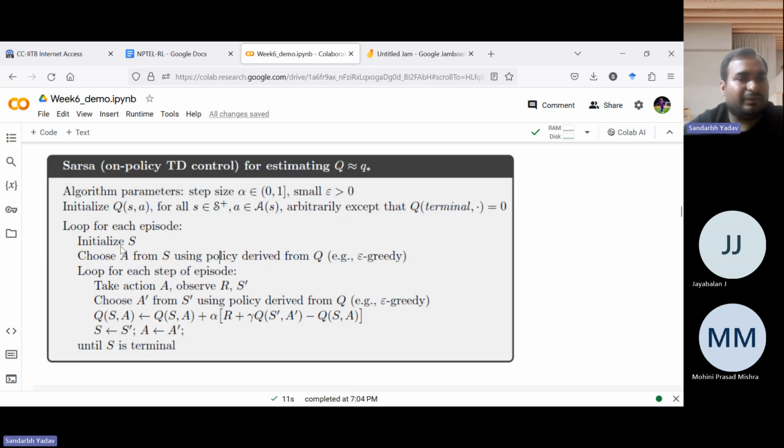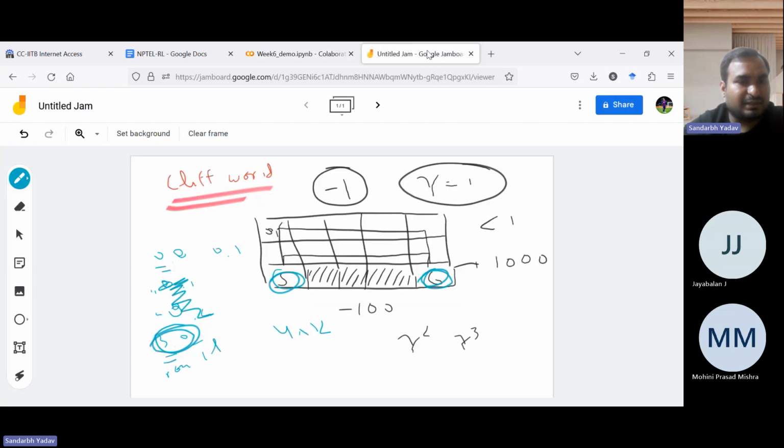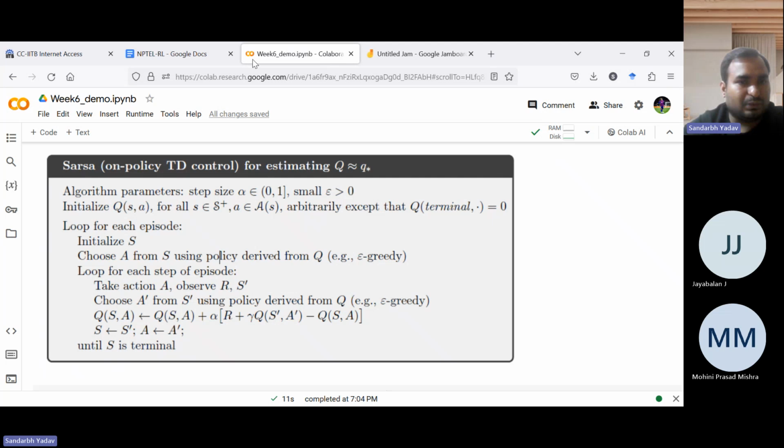In each loop, for one episode, you will initialize the start state. Here our start state is fixed, so we don't need to initialize it. We always have to start from the same start state, which is the bottom left. So we can avoid this, but we can initialize it if you want to try different start states.